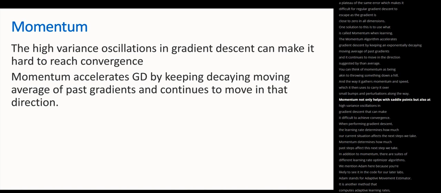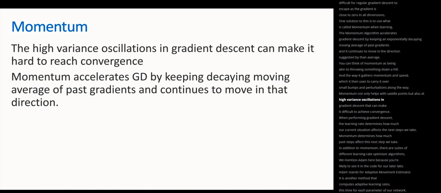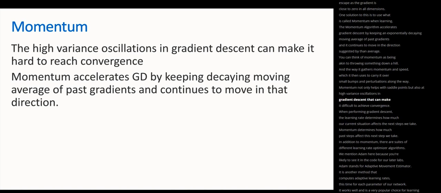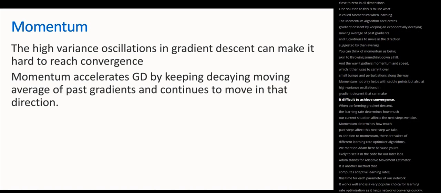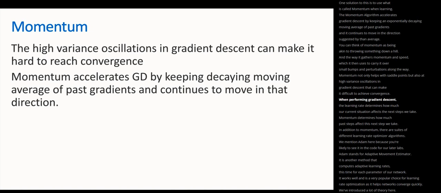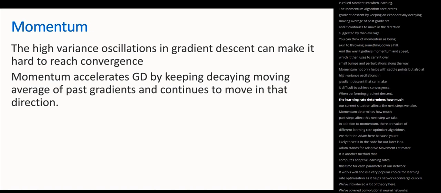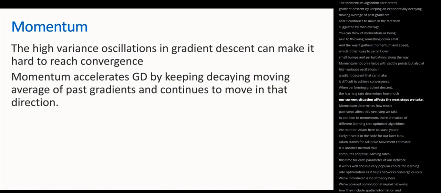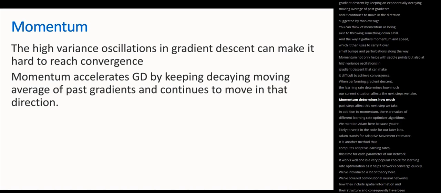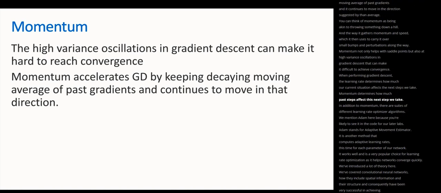Momentum not only helps with saddle points, but also with high variance oscillations in gradient descent that can make it difficult to achieve convergence. When performing gradient descent, the learning rate determines how much our current situation affects the next steps we take. Momentum determines how much past steps affect this next step we take.